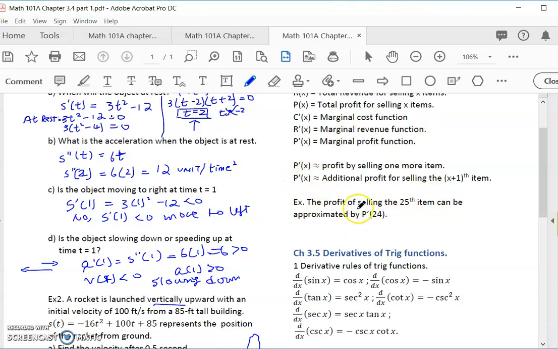So that means if you want to find out, if I sell the 25th item, what is the profit that I will get? You plug in P prime of 24, because P prime of 24 tells you how much the profit is increasing per additional item. So when you increase to the 25th, this number tells you the additional profit that you would have. So that is in general how you do this kind of word problem. Rate of change tells you how the original function is changing.